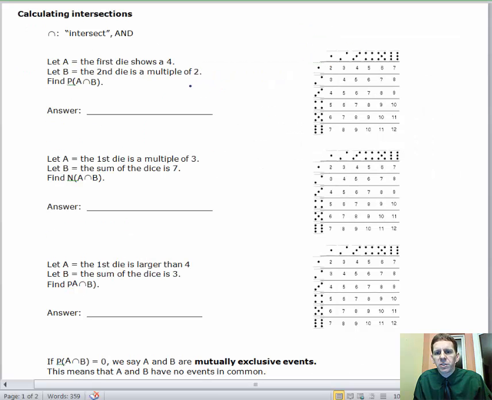We're now going to calculate intersections. This little upside down U symbol is an abbreviation for the word intersect. It's also a synonym for the word and. So whenever you see this upside down U, you can replace it with the word intersect or the word and.